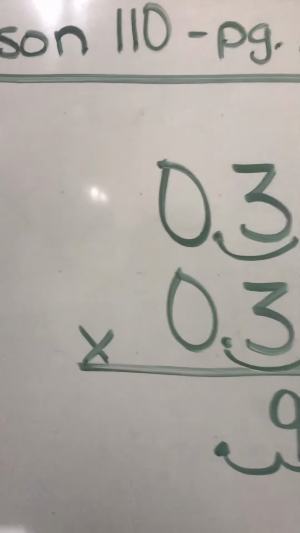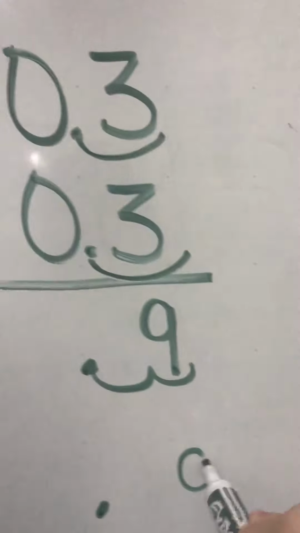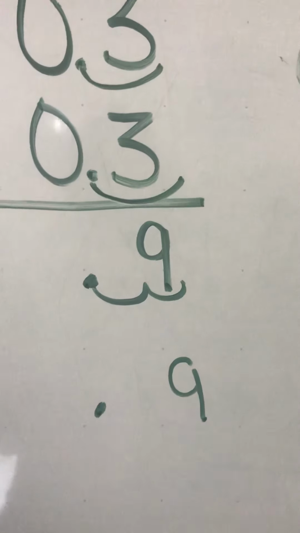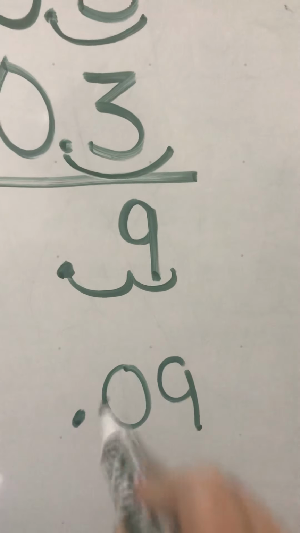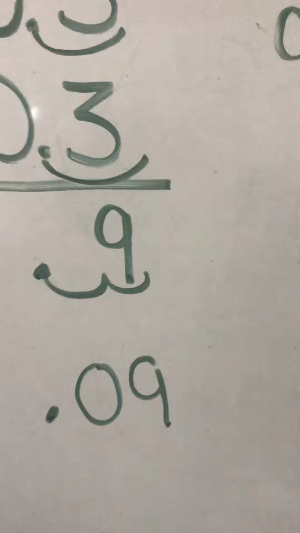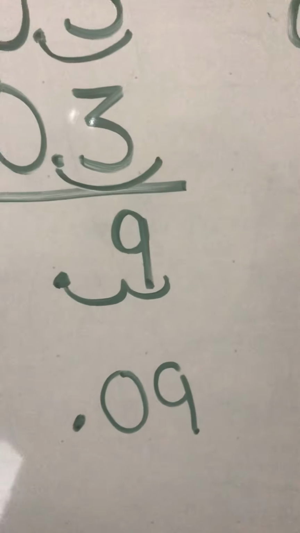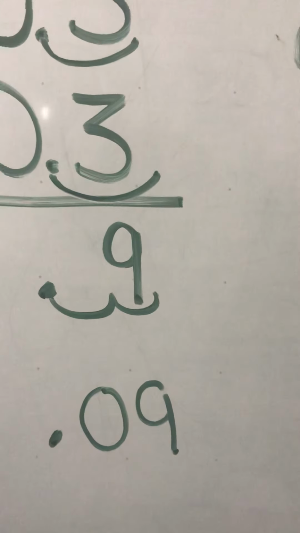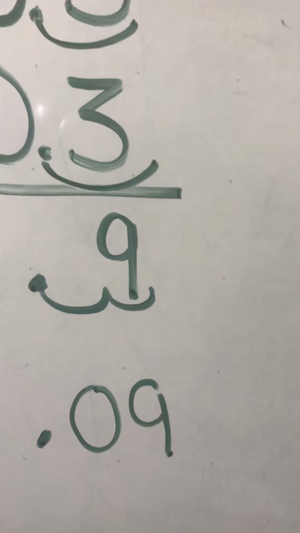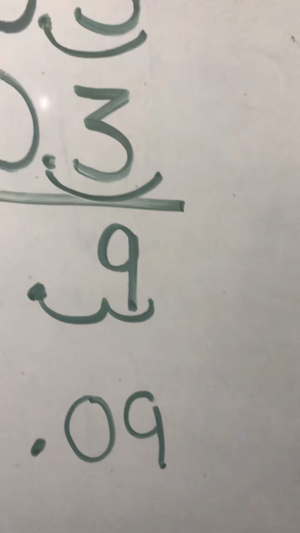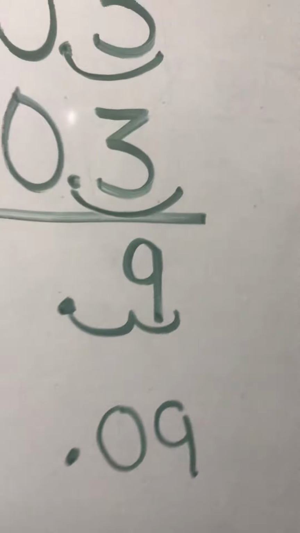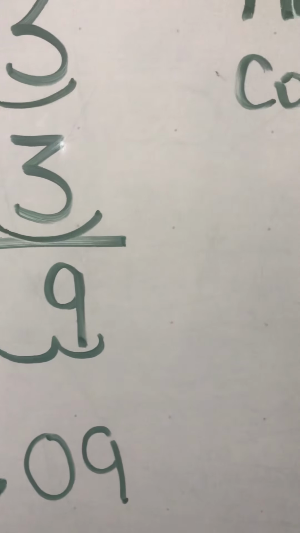Well, I can't just leave an answer like this. I have to fill that space in with a 0. Okay, so that's what this lesson is about. It's about multiplying decimals by using zeros as placeholders. Okay, so let's talk about this a little bit today. But it will be brief, okay?